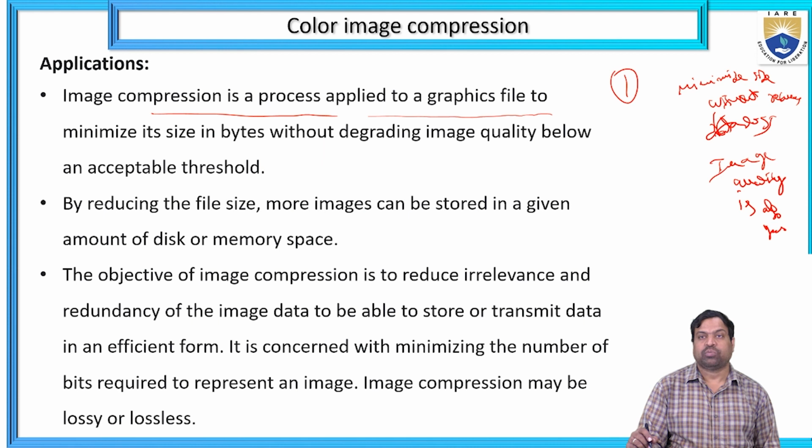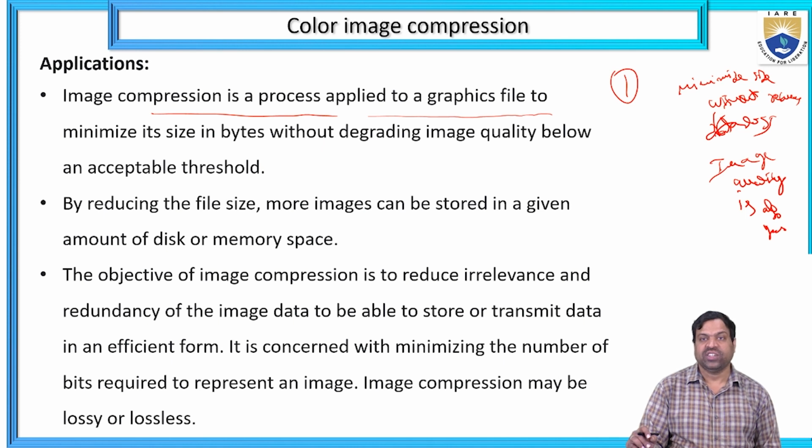Image compression is a process applied to a graphic file to minimize its size in bytes without degrading image quality below an acceptable threshold. We are not changing any quality. We are not changing the image pixels or anything. We are just compressing by changing the intensity values. That is image compression of a graphical file, minimizing the size in bytes.